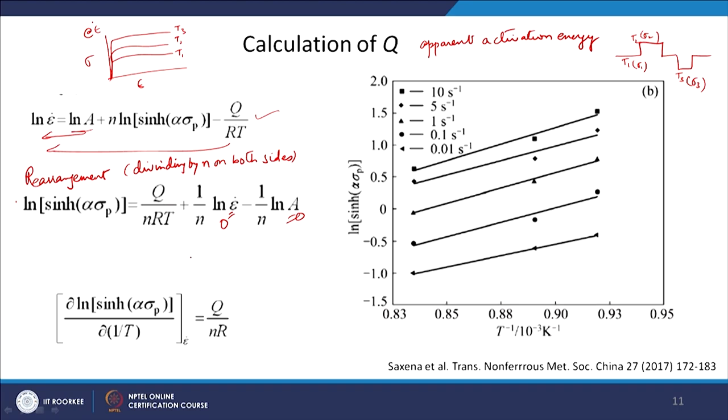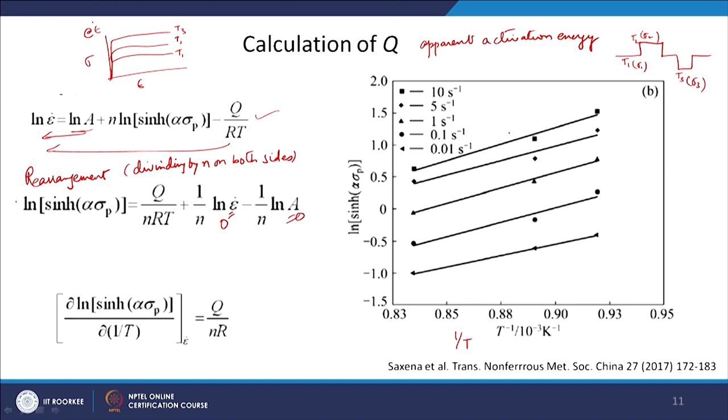So for this what we will do? We will do a plot between 1 by T, which is shown here as T inverse, T to the power minus 1, and ln sinh(alpha sigma p). So if I do that, I will get again these curves. More or less all the curves are linear and parallel to each other. So I would say that there is not much change in the deformation mechanism at different temperatures.